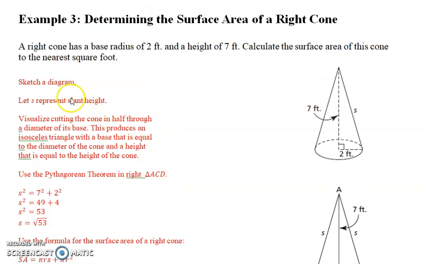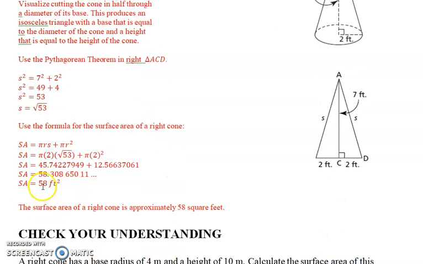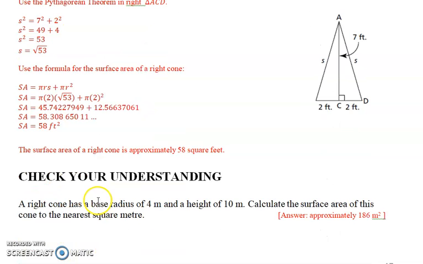And if you look up, it says to the nearest square foot. So if it says to the nearest square foot, the decimal 3 rounds down to 58. And the surface area of a right cone is approximately 58 square feet. Make sure to put your units in your final answer, and your units in your sentence if it's asked as a question.